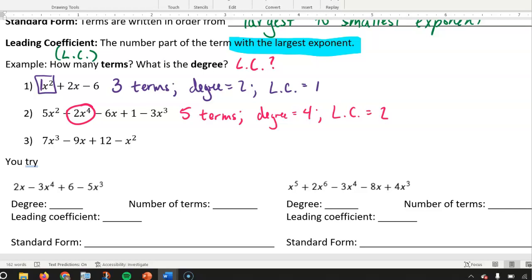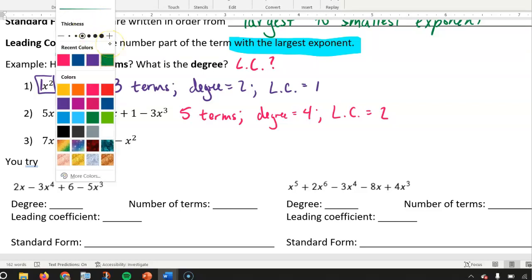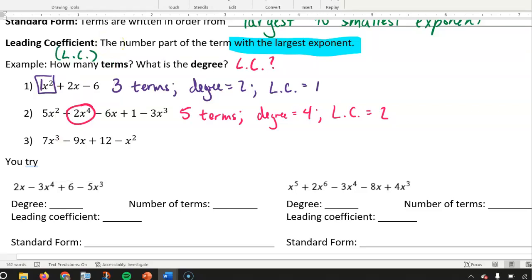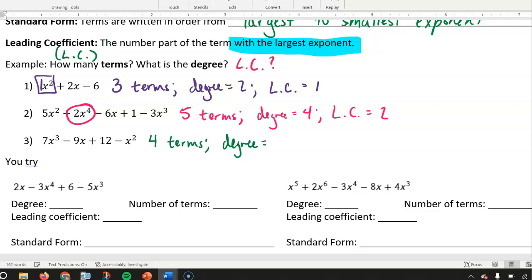All right, let's look at this last one together. I'll have you do a couple on your own. But this last one, again, there's 1, 2, 3, 4 terms on this one. The degree is the largest exponent, which is 3 for this one. And the leading coefficient, since that's our leading term, would just be the 7.